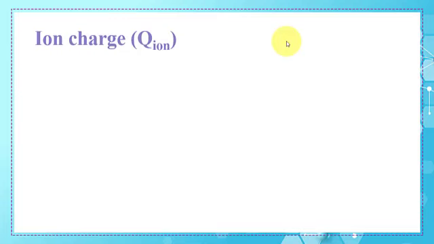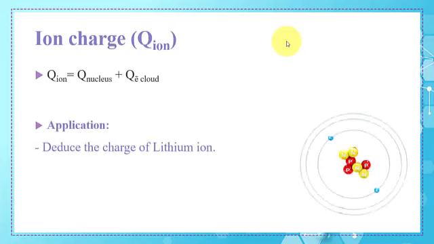To find out the charge of the ion, we simply add the charge of the nucleus with the charge of the electron cloud. Therefore, if we want to find the charge of the lithium ion, we add the charge of the nucleus calculated before with the charge of the electronic cloud to get the answer that is 1 plus. So notice that here the charge of the ion could never be 0 because the ion is not neutral.